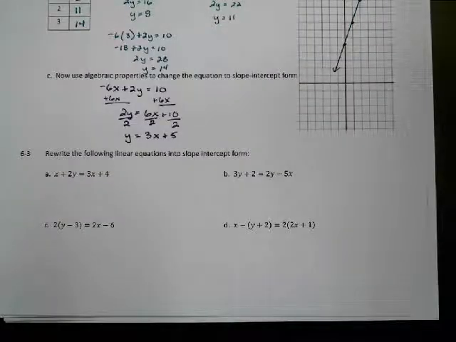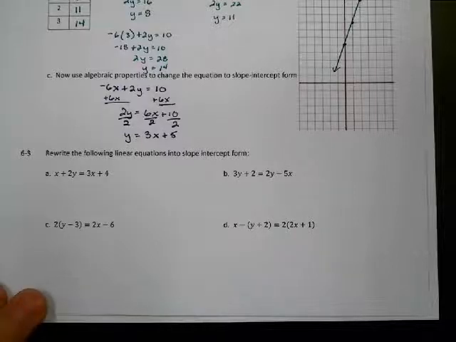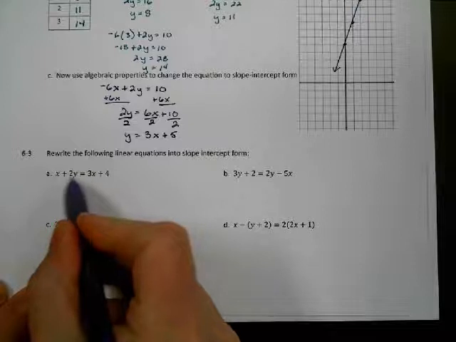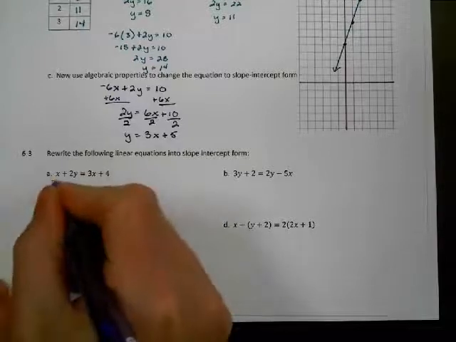All right, next we want to rewrite the following linear equations into slope-intercept form. So that means we're going to isolate the y and then put everything else on the other side. That's what isolating means. So looking at this one, let's see. Here's the y. I want to get it by itself, so I'm going to subtract the x from both sides.